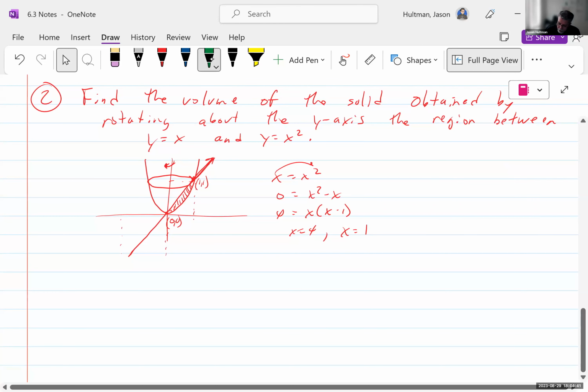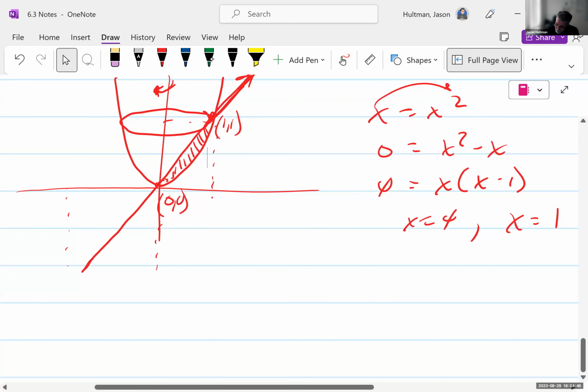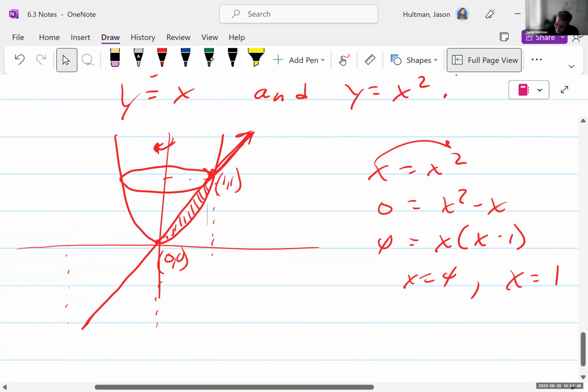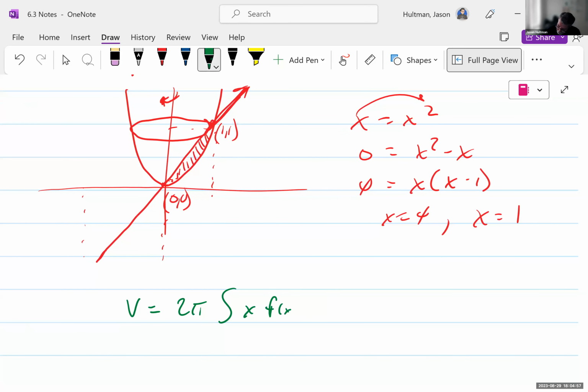So I'm going to switch colors. Let me go to green, and I'm going to zoom in here. Because what do I want? I want the volume equal to 2 pi times the integral of x f of x dx. And I already know what my A and B are. My A and B are 0 to 1, in the x direction.